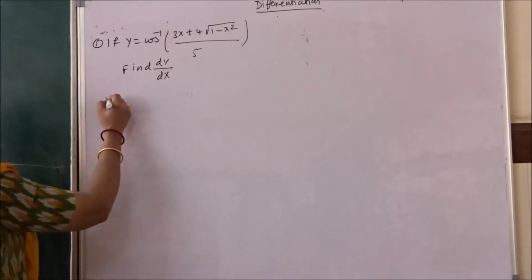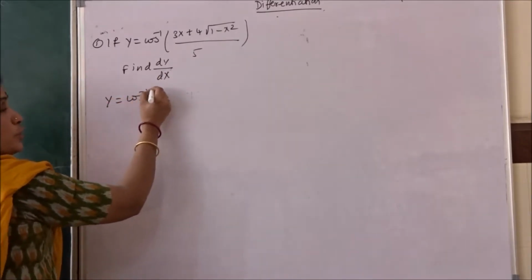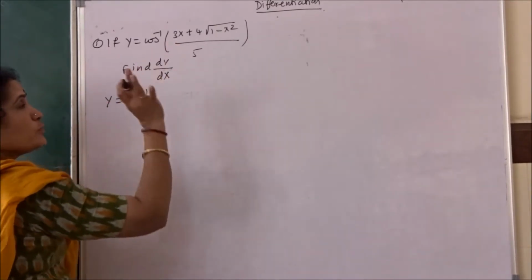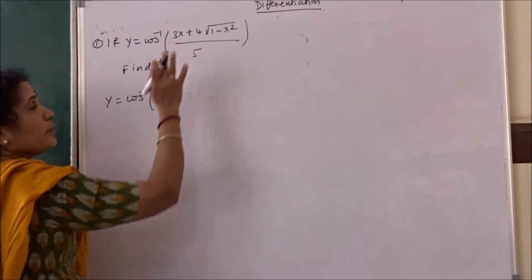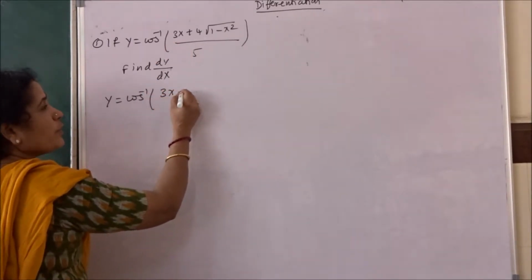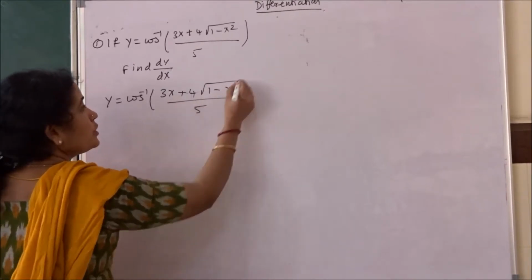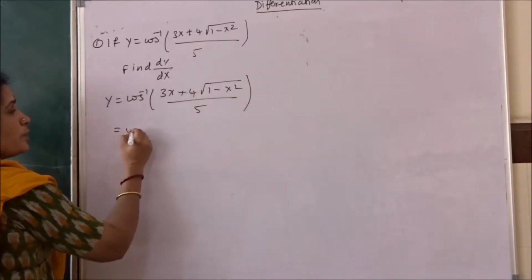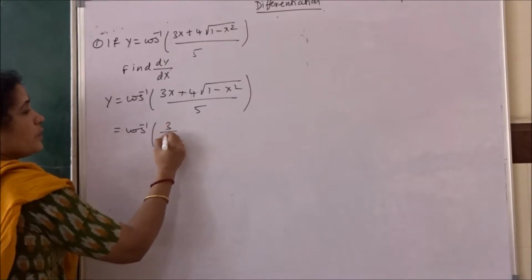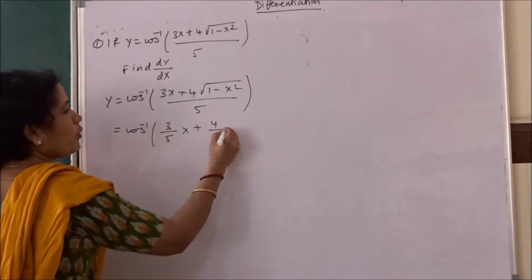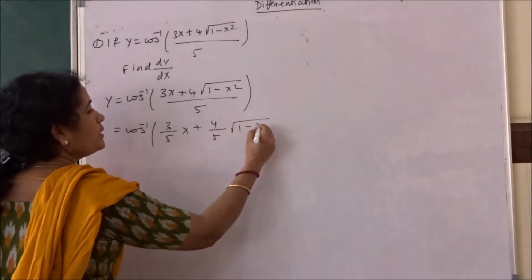Now how to find dy by dx? See, with cos inverse, you must bring this function into simplest form first of all. Don't do dy by dx directly. That is quite difficult to get the answer. So better you choose a suitable substitution. Now this can be written as cos inverse of 3 by 5 x plus 4 upon 5 into under root of 1 minus x square.